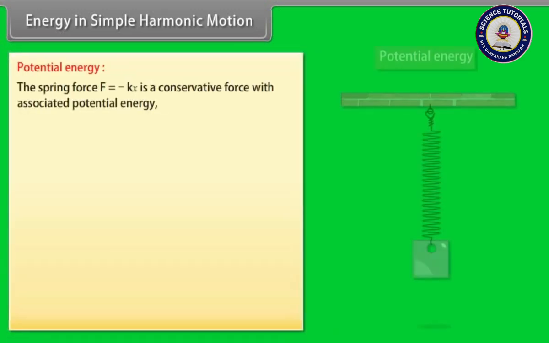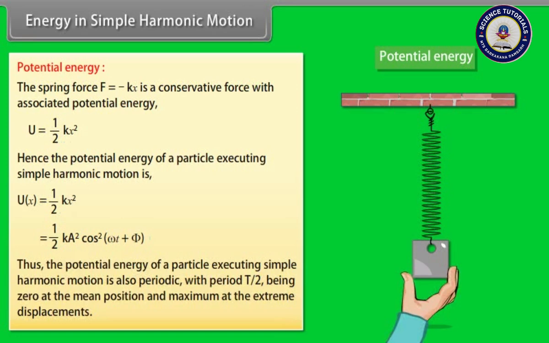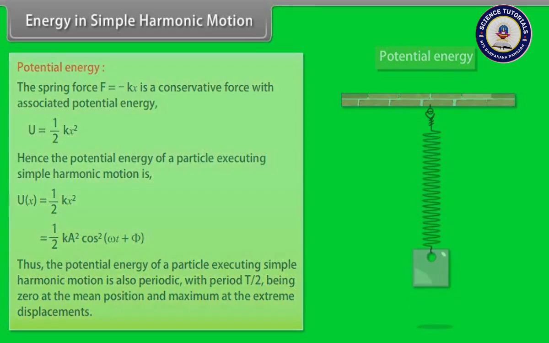Potential energy. The spring force F is equal to minus kx, a conservative force with associated potential energy U is equal to half k x square. Hence, the potential energy of a particle executing simple harmonic motion is U(x) is equal to half k x square, which is equal to half k A square cos square (omega t plus phi). Thus, the potential energy of a particle executing simple harmonic motion is also periodic, with period T by 2, being zero at the mean position and maximum at the extreme displacements.